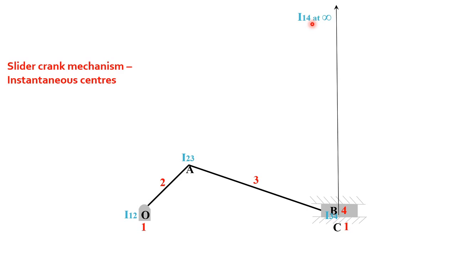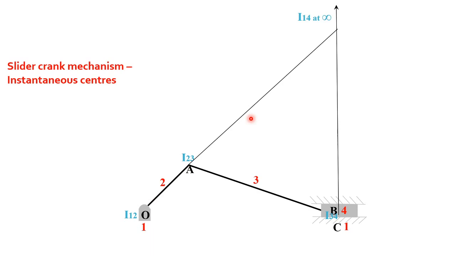Then the next combination you take is 1, 4, 3, where we can say I14, I13 and I34 will be on the same straight line. Now you join I12 and I23 and extend. Similarly join I14 and I34 and extend. In this case we have I12 and I23. This is I12, this is I23. It is already joined because there is a link. So you extend that direction.